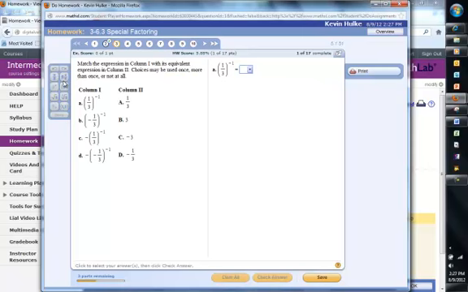Next one. Match the expression in column 1 with its equivalent expression in column 2. So 1/3 to the negative 1 is the same as 3. Negative 1/3 to the negative 1 is the same as negative 3. And negative 1/3 to the negative 1 is positive 3.